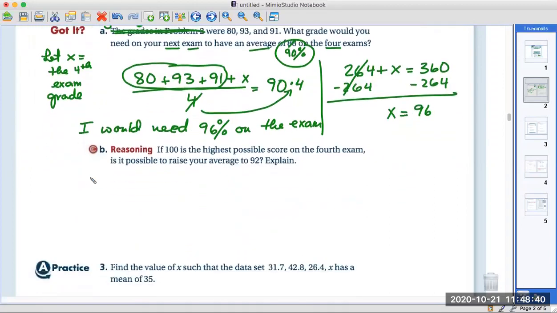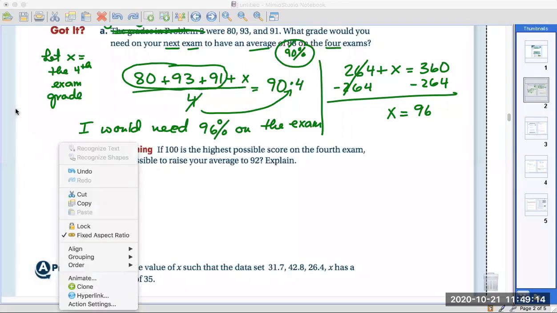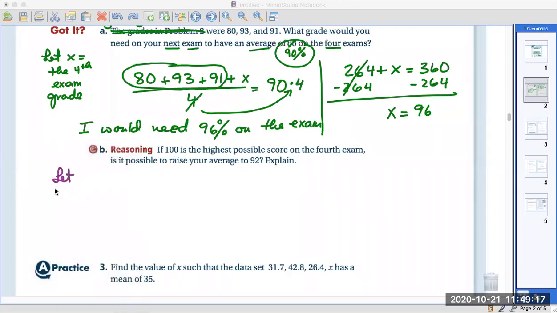And then let's look at letter B here. I'm going to change my color. So the question is, if 100 is the highest possible score on the 4th exam, is it possible to raise your average to 92? Explain. So in this case, we don't have an X for our 4th exam. We're going to try out 100. Let's say, suppose you get 100, or let the last exam equal 100.